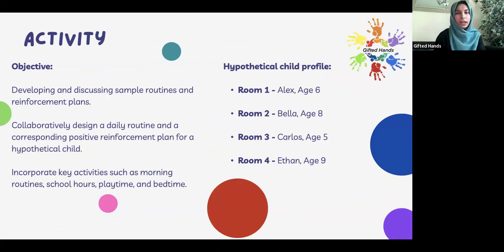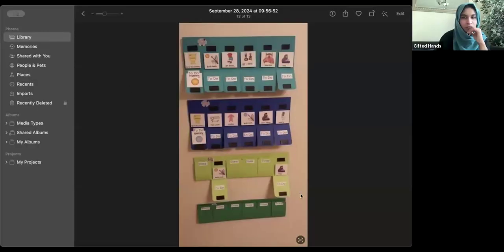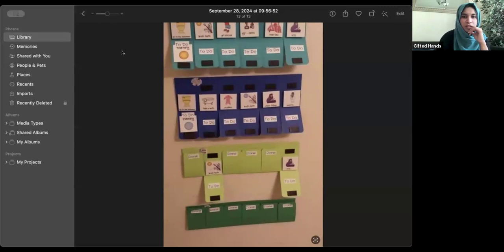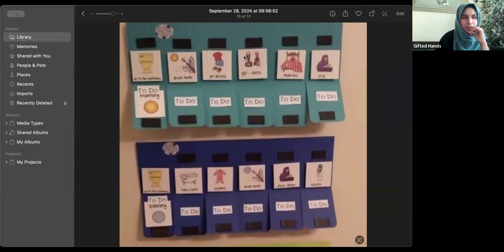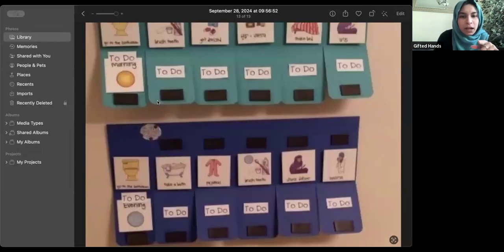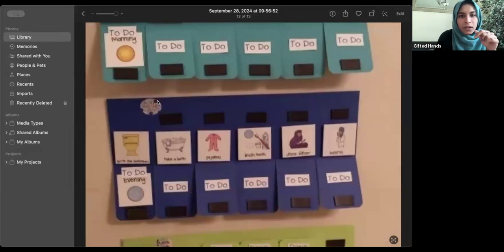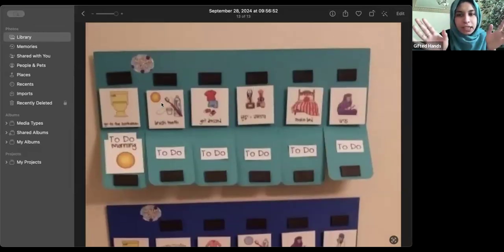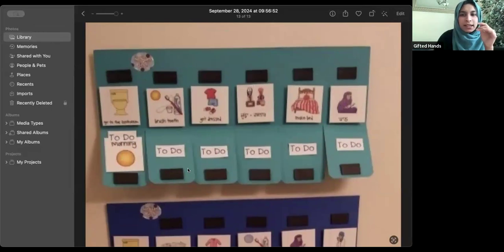For the sample routine, I will show you a brief sample that you can use. Do you see this sample one here? So this is a sample routine. For example, we have morning, evening, night. This is done with Velcro. They have taken a piece of A4 size paper. It's not that clear. I'll send some clear pictures later on in the group.